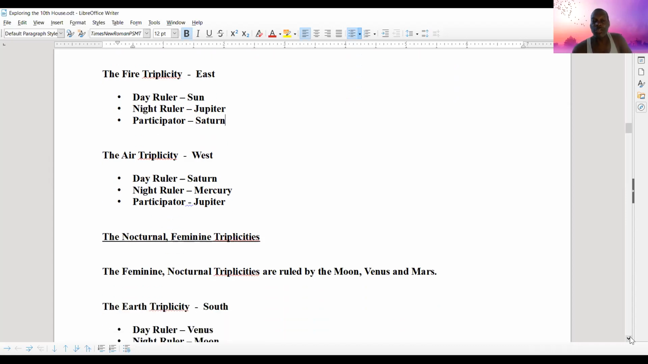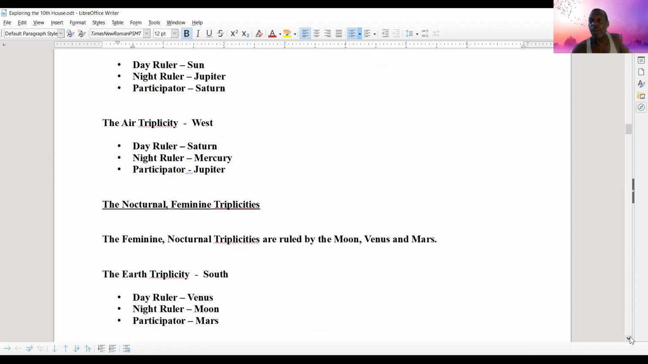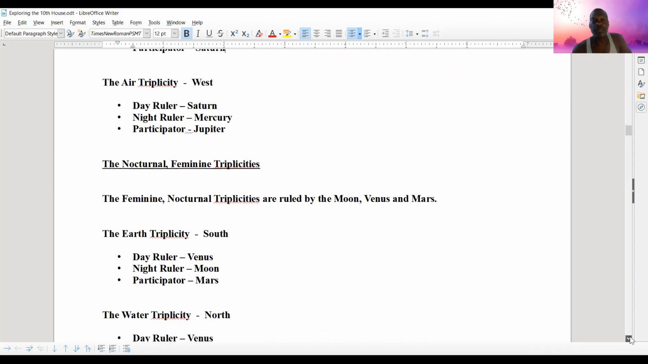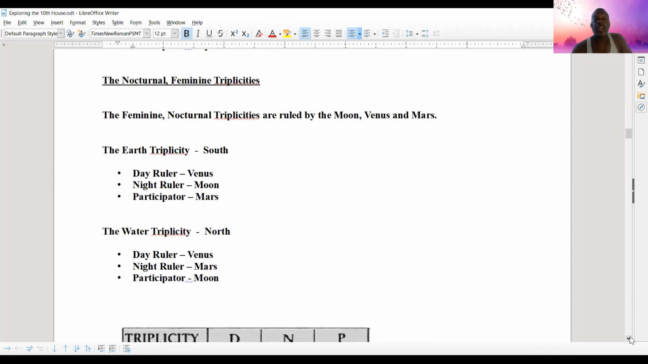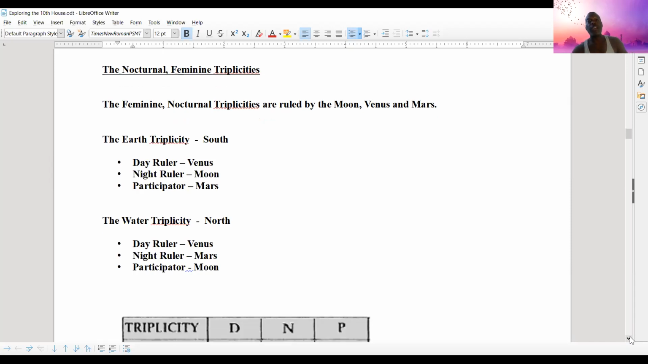So the air triplicity is the only triplicity that involves Mercury. The nocturnal triplicities are earth and water. Oh, and air is the western direction. We didn't talk about that. Okay, so the feminine nocturnal triplicities are ruled by the Moon, Venus, and Mars. The earth triplicity, which represents the southern direction, the day ruler is Venus. The night ruler is the Moon, which makes sense.